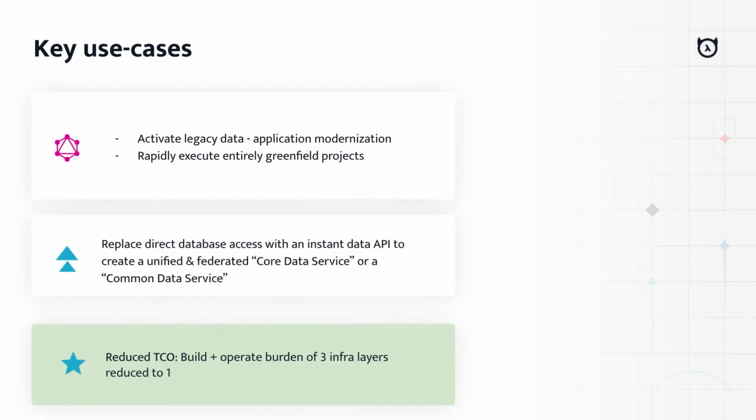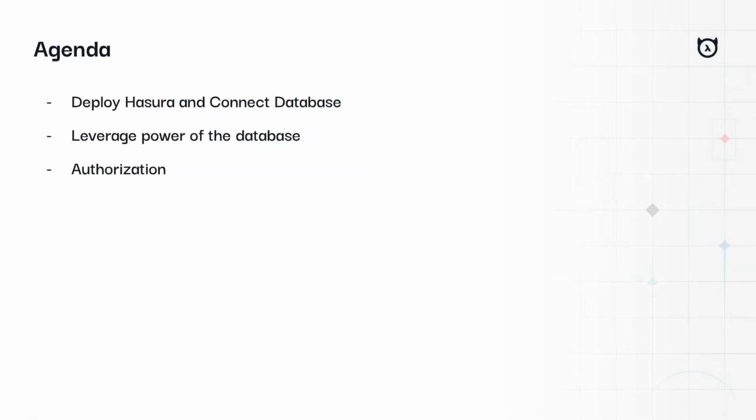Hasura reduces the total cost of ownership by bundling the three different infra layers like the API gateway, the app server, and the ORM layer into a single layer. So let's look at the agenda for today. We'll deploy Hasura and connect a database like Postgres. We'll leverage the power of the database and also set up some authorization rules so that you can make your app secure. All right, let's dive into the demo.